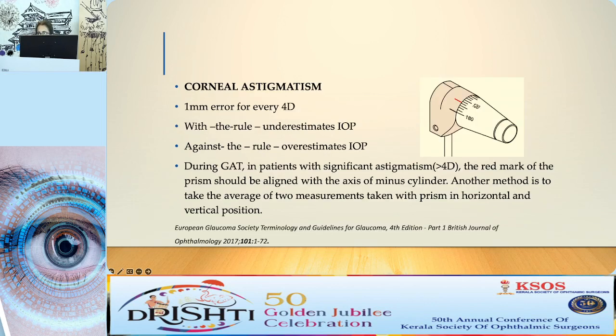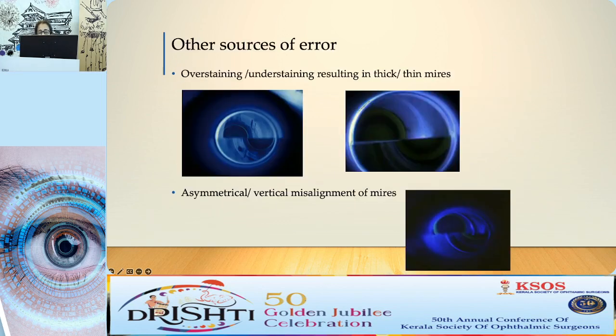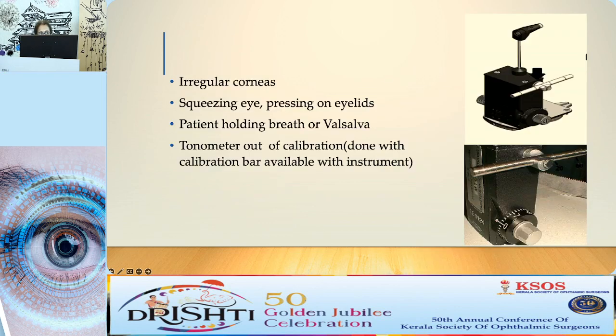Then corneal astigmatism, more than 4 diopters, can affect your Goldmann readings. Then understaining, too much or too little dye, asymmetry of mires, irregular corneas, and patient factors like breath holding, Valsalva, and tight collars can all affect it. And of course, a poorly calibrated instrument. Always calibrate the tonometer at least once in 3 months or according to its use.